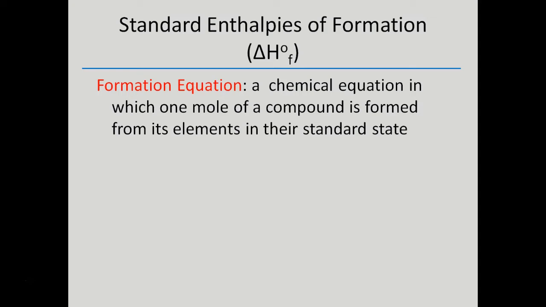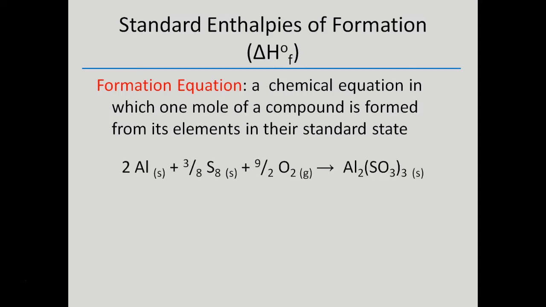This is just an equation where I form 1 mole of a compound from its component elements in their standard states. So for example, here, I'm going to form 1 mole of aluminum sulfide, and aluminum sulfide consists of 3 elements: aluminum, sulfur, and oxygen. So you can see in our reactants I have aluminum, which in its standard state is solid, sulfur, which in its standard state is solid, and oxygen in its standard state, which is gas.